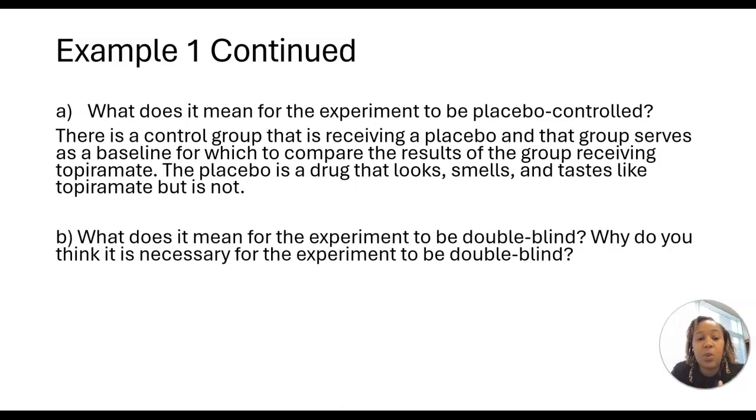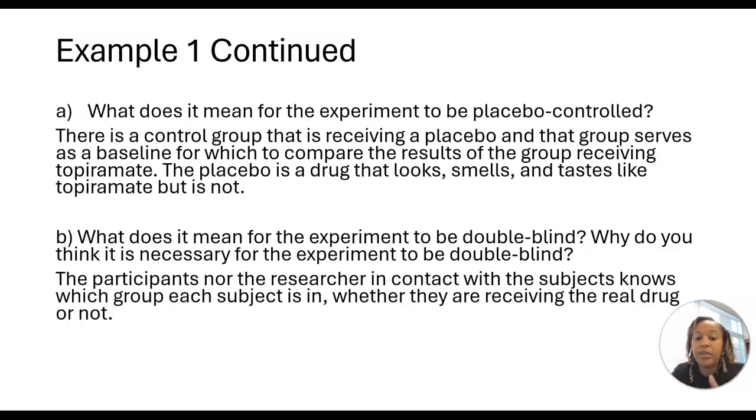Second question, what does it mean for the experiment to be double-blind, and why do you think it is necessary for the experiment to be double-blind? So remember, double-blind is when neither the participant nor the researcher who is in contact with the participants know whether they're getting the placebo or the actual drug topiramate. So neither one of them know, the researcher nor the participant.